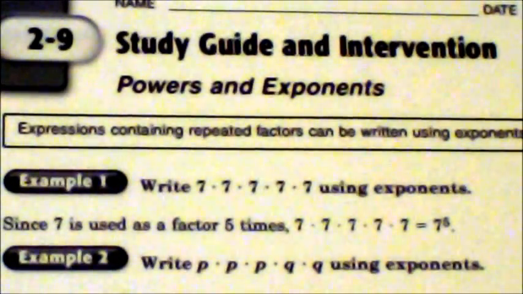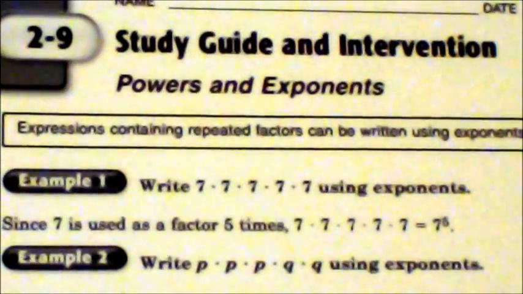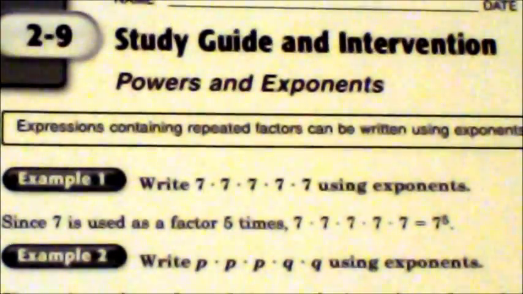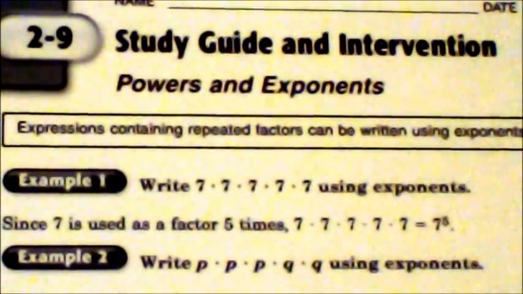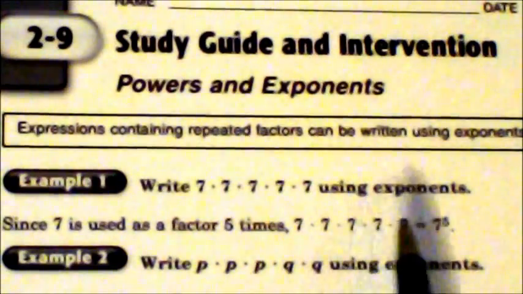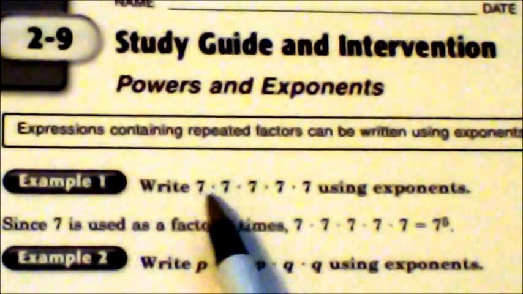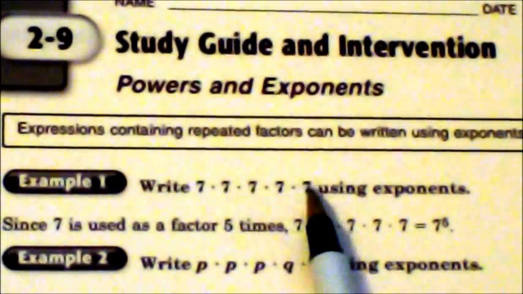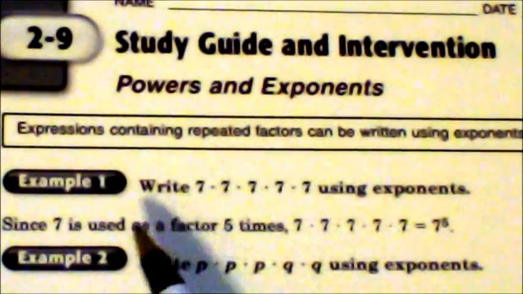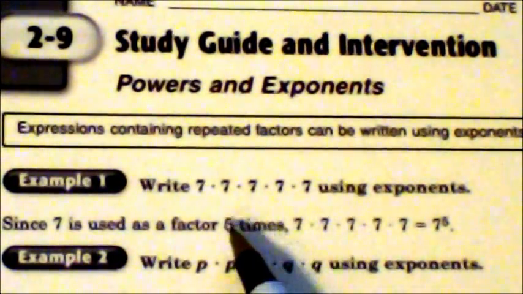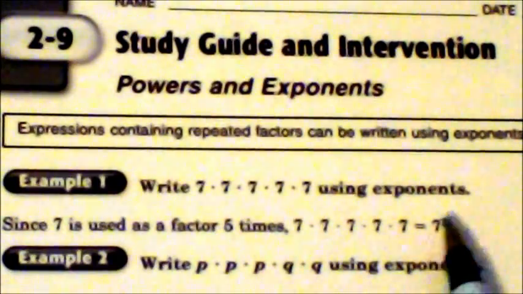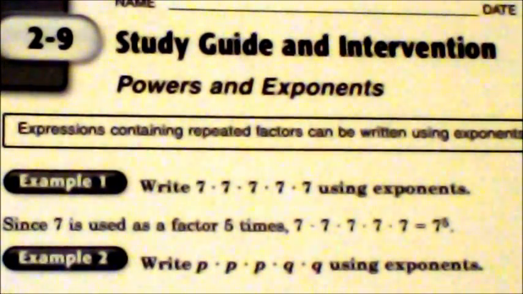Okay, so this lesson is over powers and exponents. At the top of the study guide that I gave you, Study Guide 2.9, it gives you an explanation of exponents. Expressions containing repeated factors can be written using exponents, and it gives you a couple of good examples. 7 times 7 times 7 times 7 times 7. What you have is a factor of 7 that's being multiplied by itself 5 times. So that's the same thing as 7 to the 5th power.